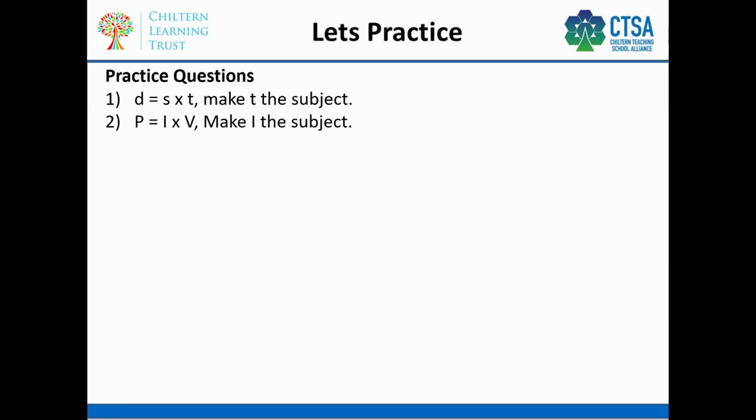So hopefully you've had a go at those questions. If we look at the first one, it's D is equal to S times T. So we're going to start by writing out that expression. Then what we're going to do is think about how we make T the subject. So again, there's only multiplication, so we don't need to worry about BIDMAS. So we can just start by dividing.